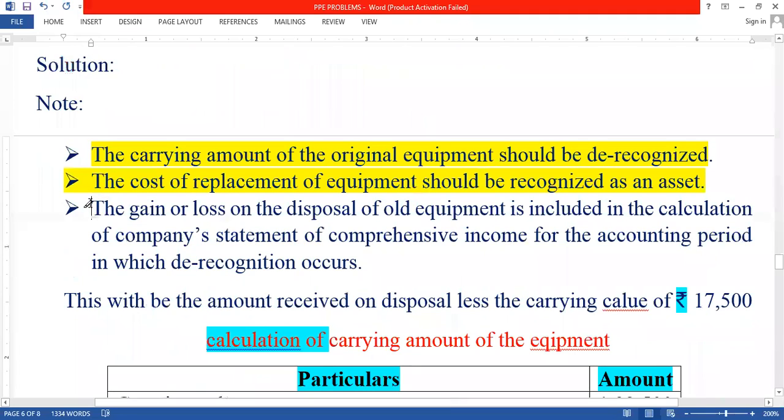The third note here: the gain or loss on the disposal of old equipment is included in the calculation of the company's statement of comprehensive income for the accounting period in which de-recognition occurs.